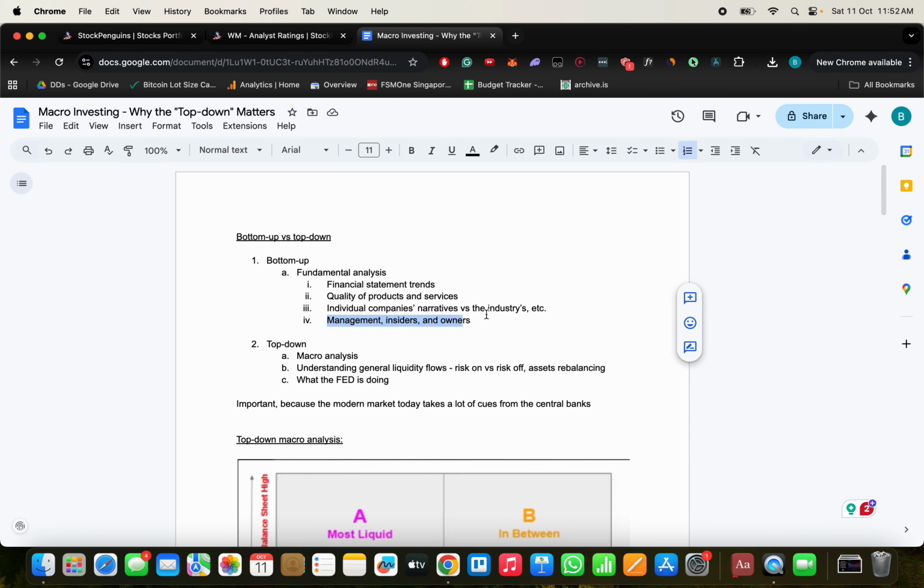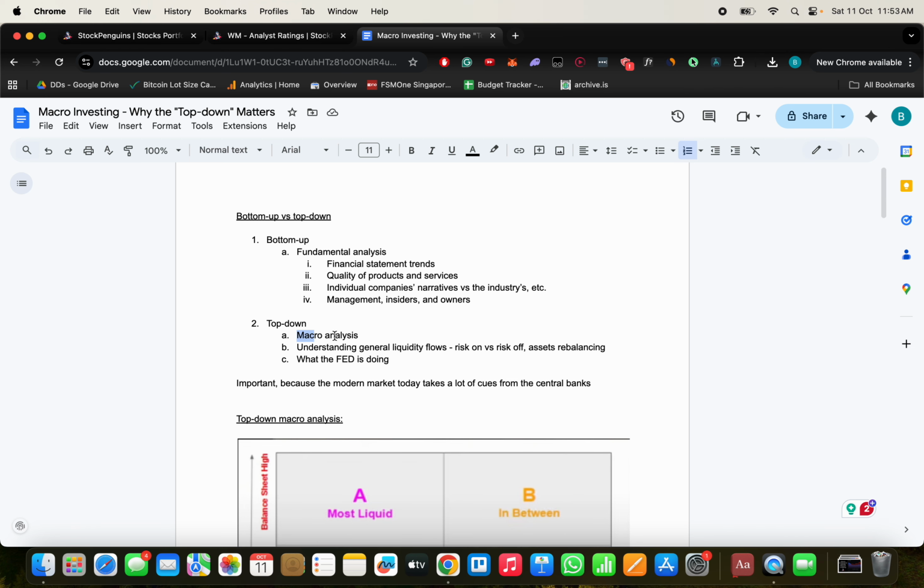Another approach that people would tend to use is the top-down approach, which overarches the macro analysis, right? I think the main reason why someone would do a top-down approach into investing is to understand general liquidity flows, where money is flowing to, right? Part of this is through understanding whether we are in a risk-on or a risk-off environment, and, depending on what environment we are in, how different market participants are rebalancing their assets, right?